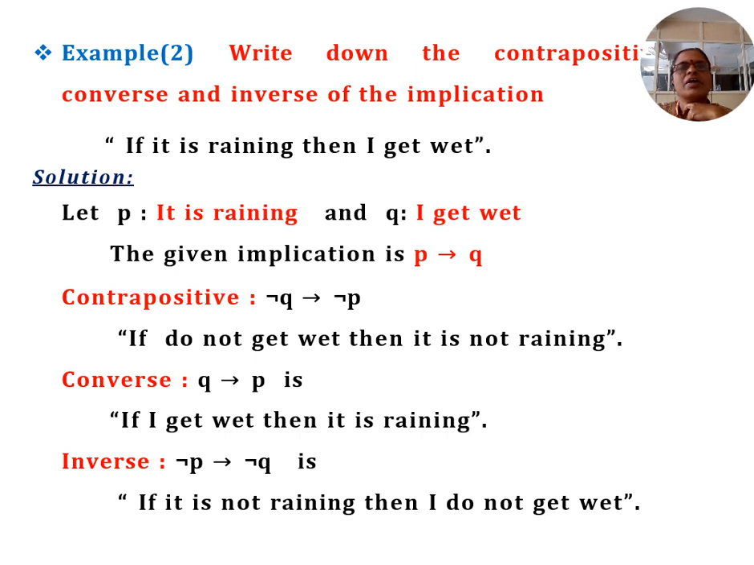So some examples. We are going to write the contrapositive, converse and inverse of the implication. The conditional statement here is, if it is raining, then I get wet. How to write the contrapositive? The contrapositive is negation Q implies negation P. That means if I do not get wet, then it is not raining. Converse, Q implies P: if I get wet, then it is raining. Inverse, negation P implies negation Q, which is if it is not raining, then I do not get wet.